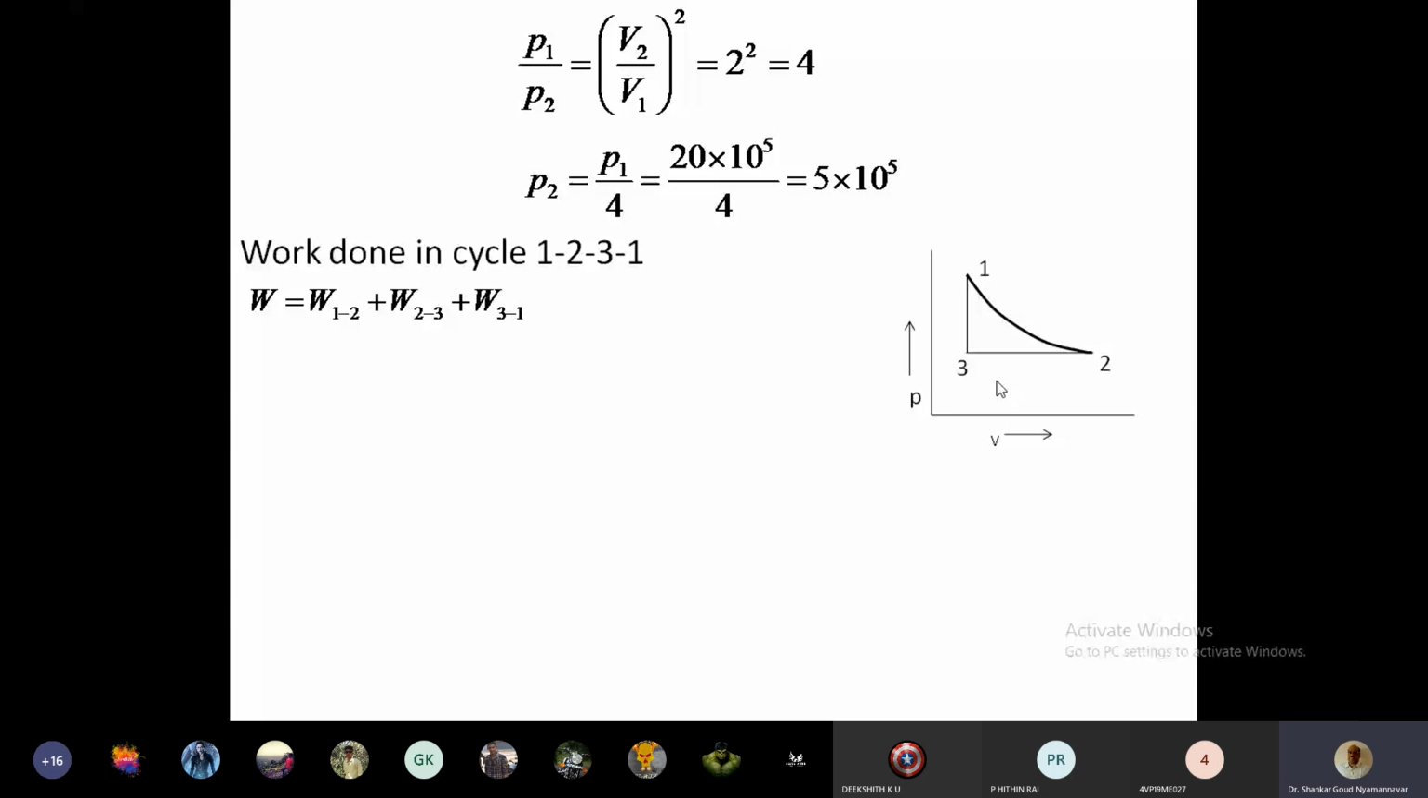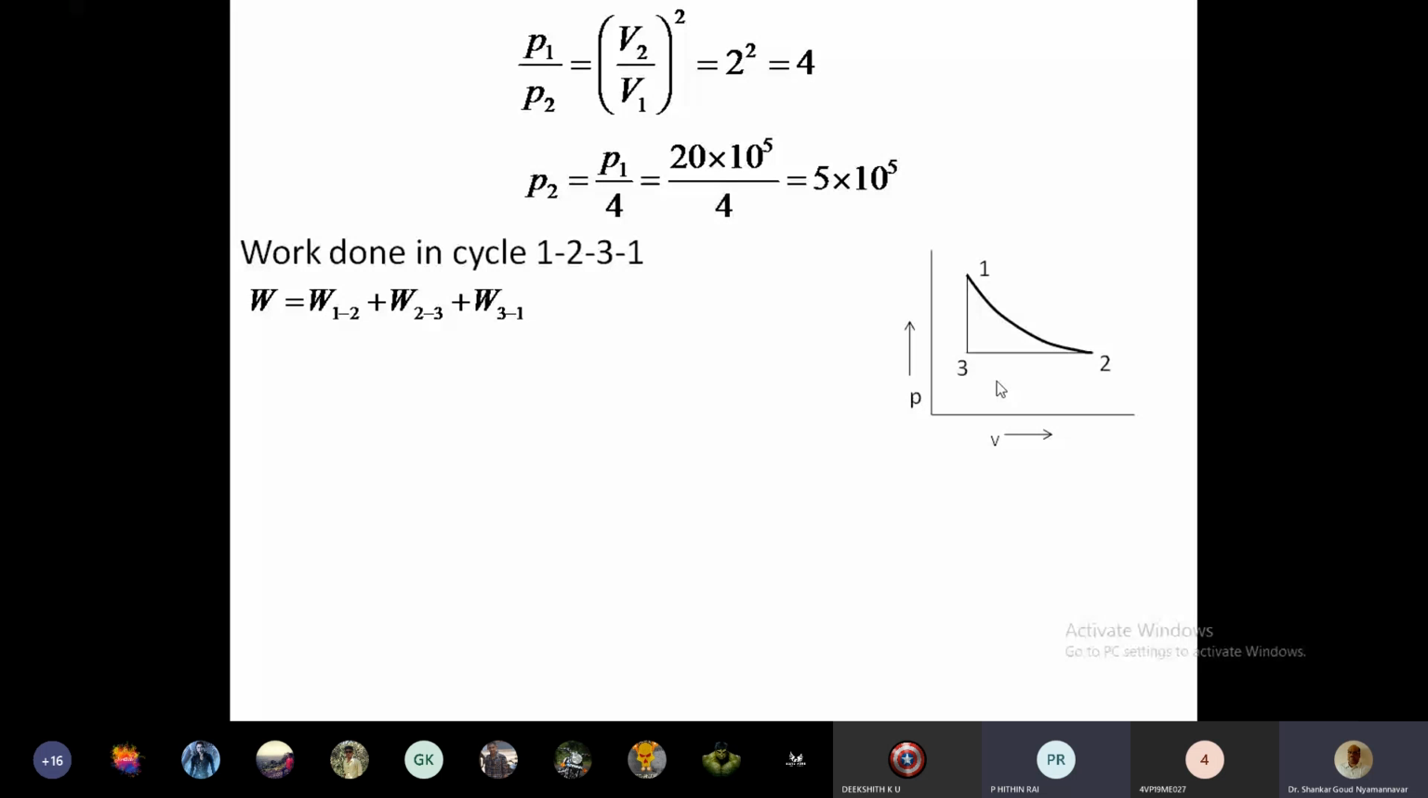Did you calculate all 3 work done? 3 to 1 is 0. 2 to 3 is 5 kilojoules. 1 to 2 is how much? Are you able to do it or not? If you're not able, tell me. 1 kilojoule.